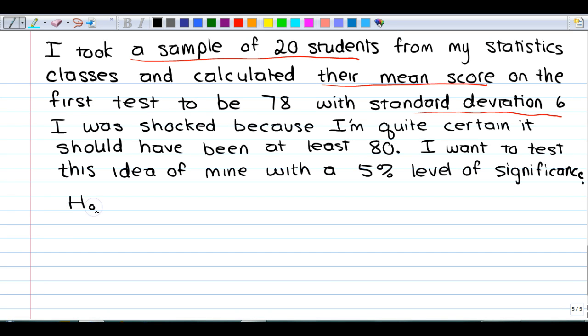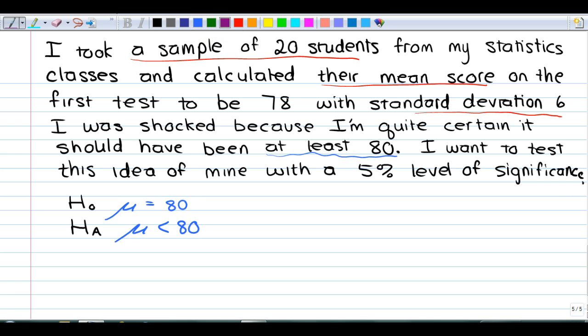My null hypothesis is what includes the equal sign. And at least 80, that means I think my mean should be greater than or equal to 80. But we never use the inequality with null hypothesis, so we're going to say we think the mean score is 80. The alternative hypothesis has the inequality. And in this case, our alternative says the score is less than 80.